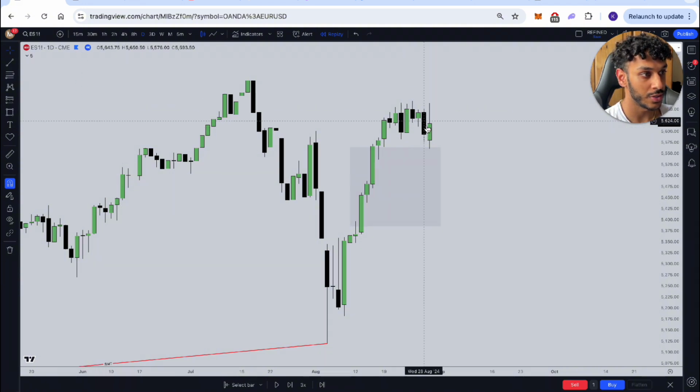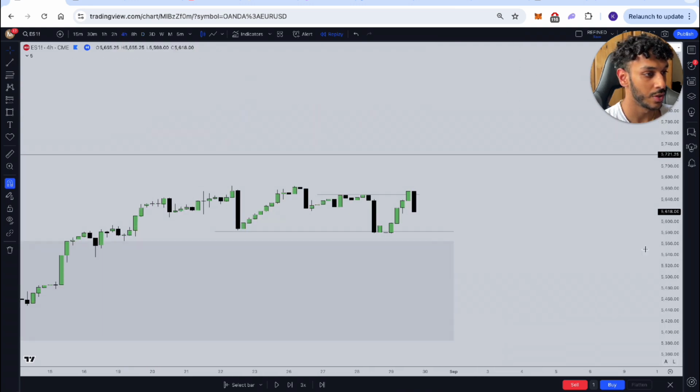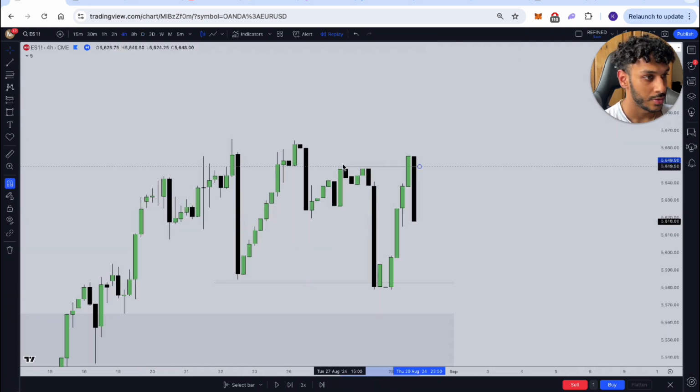Now the drawn liquidity, so sorry, the day that I actually took this trade was on this Thursday, and my drawn liquidity was these equal highs here. So let's investigate this a little bit more on the intraday. So let's mark up these highs. I'm just going to put it at this one, but I'm just going to drag it out.